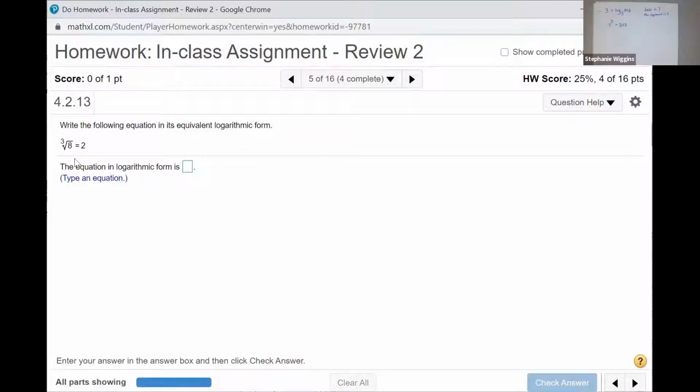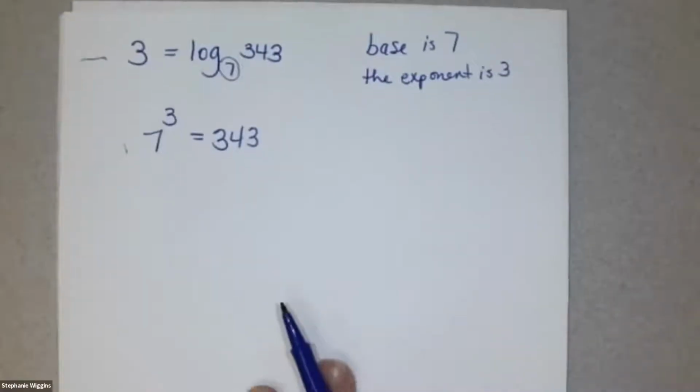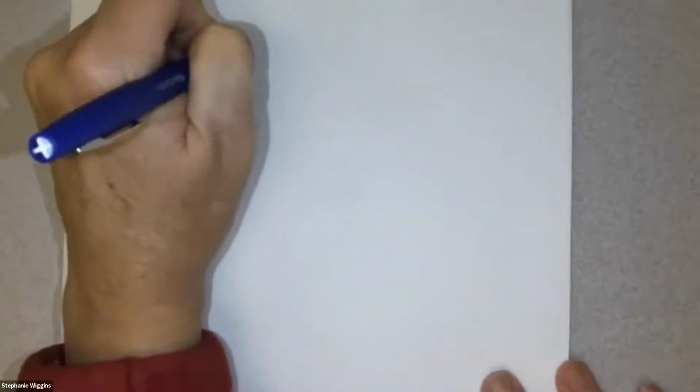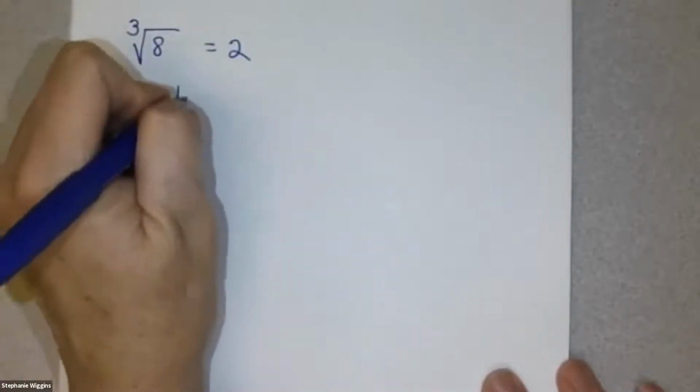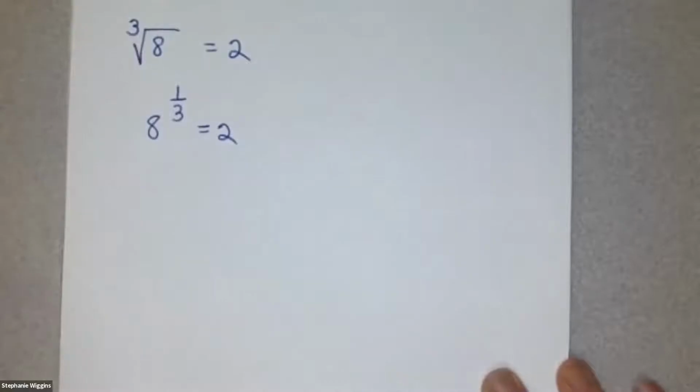Okay, so we're writing this in log form. Notice you don't really see an exponent there, but remember radicals are exponents, okay? So cube root just means having an exponent of 1/3, and your base is underneath the radical. So before you even begin, let me just do that for you. The cube root of 8 equals 2, okay? Before I begin, I want to change this radical into an exponent.